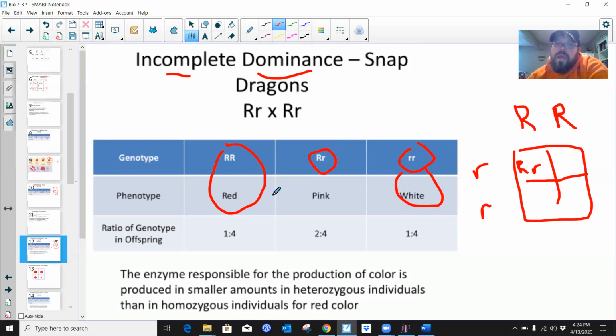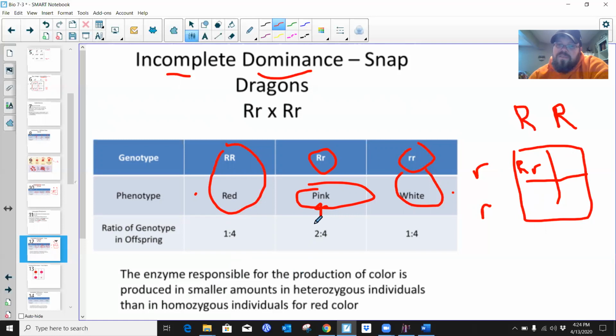It doesn't look like red. It doesn't look like white. If you took red and white paint and mixed it, what would you get? You'd end up with pink paint, okay? So in snapdragons, when you have this case, the heterozygote individual, you end up with a blending between the two extreme ends. What's going on here is the enzyme responsible for the production of color is produced in smaller amounts in the heterozygous individuals.